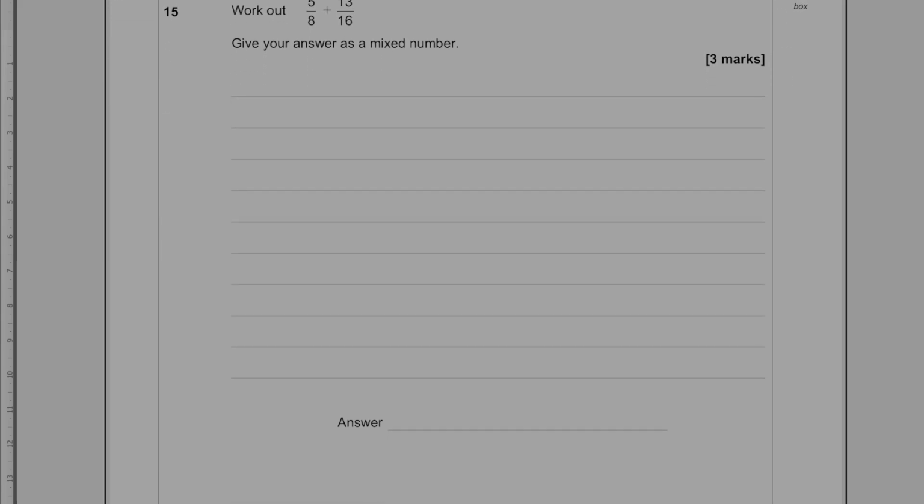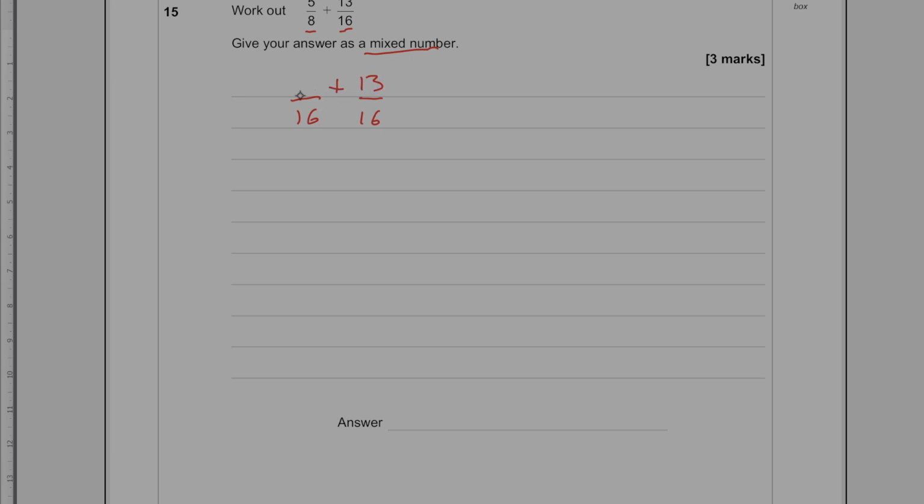Question 15, work out, giving your answer as a mixed number. So bear that in mind. I'm going to convert this fraction first of all. I need to put them over the same denominators. The denominator I'm going to go for is 16. So I don't need to do anything to the second fraction.